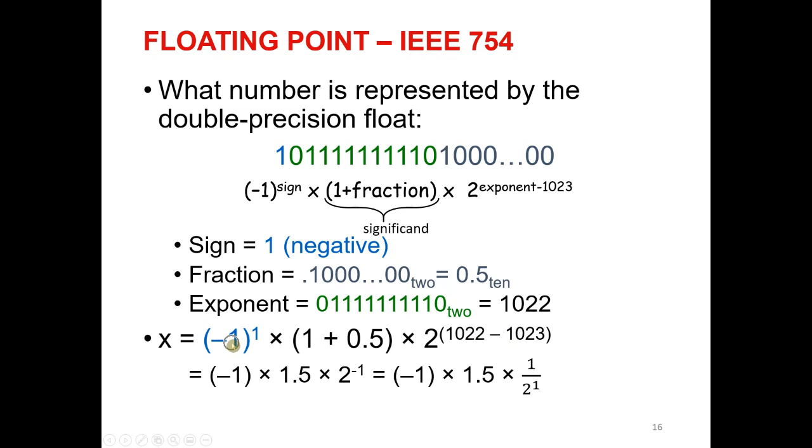So we have the sign, the fraction, we add 1 because we need to restore the leading one, and then we have the exponent from which we subtract the bias. If we do all those calculations, in the end we get minus 0.75, which is the answer that most of you gave in the form. Okay, so I think it's clear.